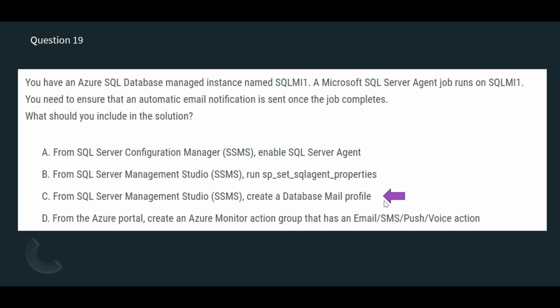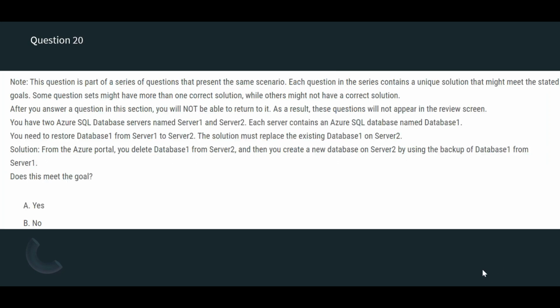Let's look at question number 20. Please have a read carefully. So basically the question says you have two servers, server 1 and 2, and both have databases, and you want to restore database 1 from server 1 to server 2. The solution must replace the existing database 1 on server 2. So you have two databases and they are on different servers. You want to drop this and replace this database with this database.